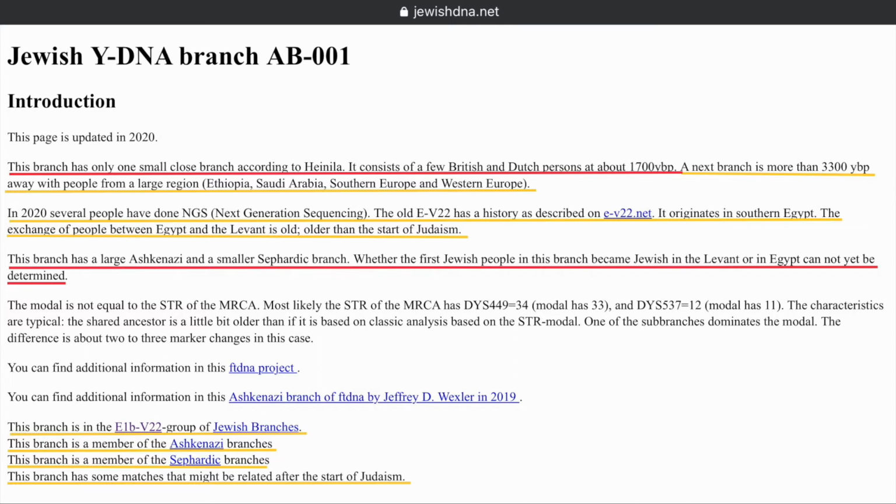This branch is in the E1B-V22 group of Jewish branches. This branch is a member of the Ashkenazi branches. This branch is a member of the Sephardic branches. This branch has some matches that might be related to the start of Judaism.